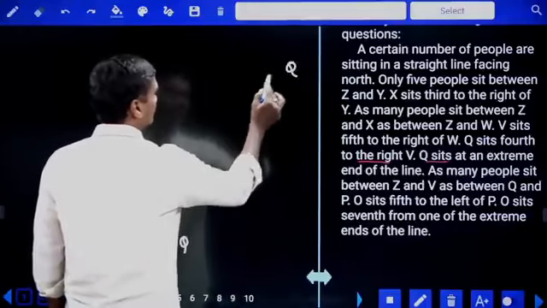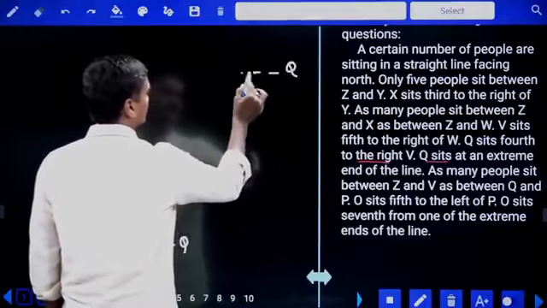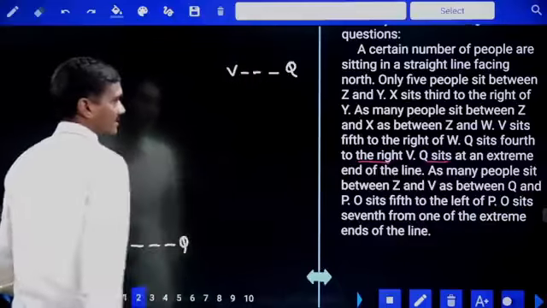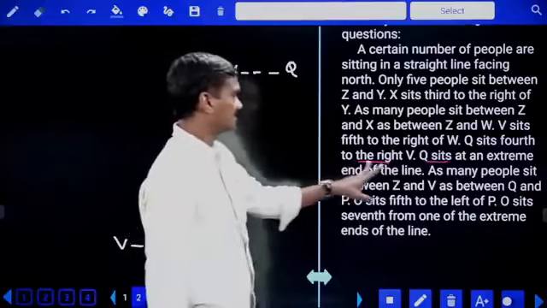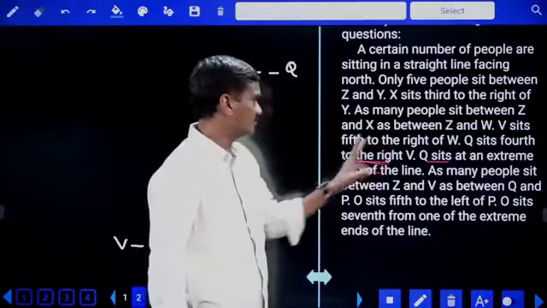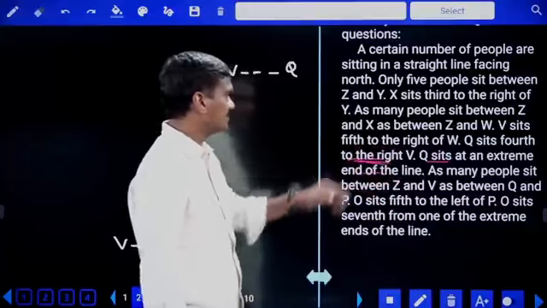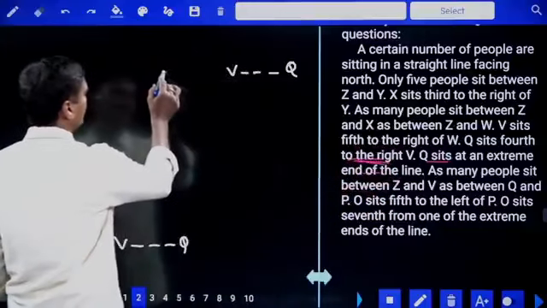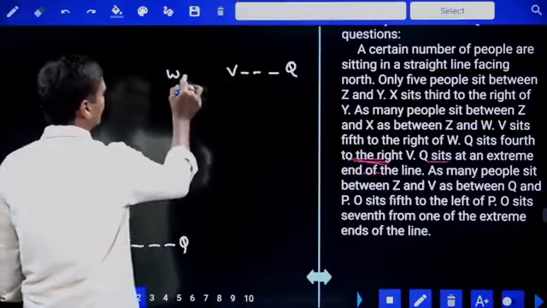Q ఇక్కడ ఉంటే Q కి V కి మధ్యలో ఎంతమంది ఉన్నారు చెప్పండి? 1 2 3, V is here. Then now Q sits at an extreme end of the line, that is right hand side. Q sits 4th to the right of V. V sits 5th to the right of W. V is 5th to the right of W అంటే W కి V కి మధ్యలో ఎంతమంది ఉండాలి?